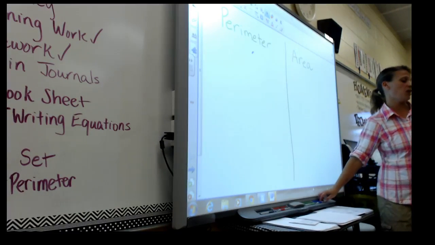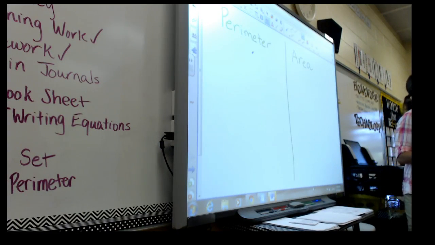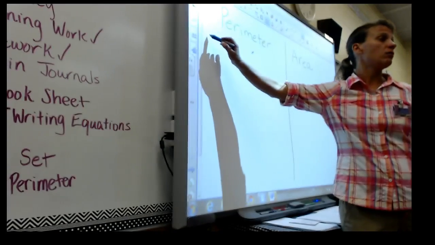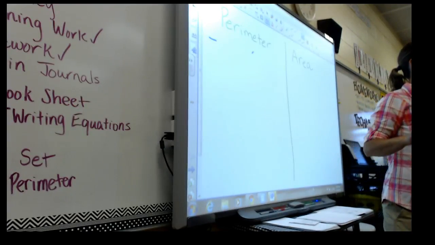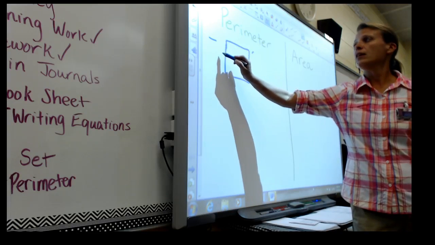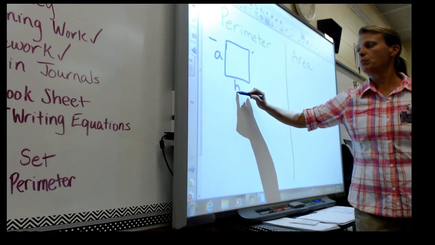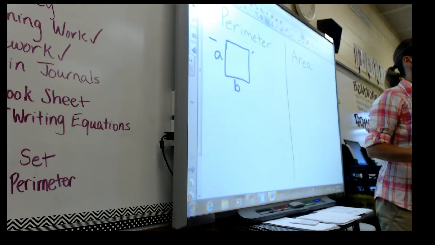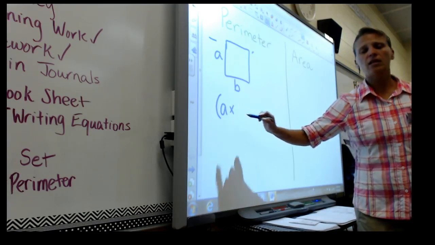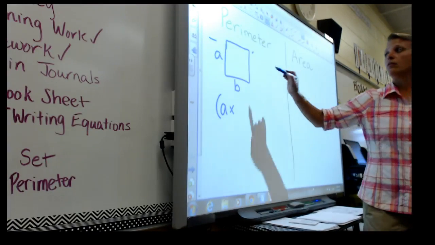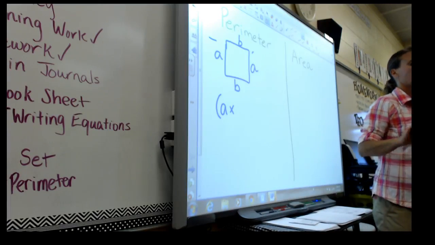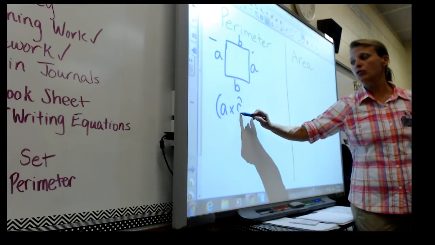Can someone tell me anything that they remember about perimeter? What about perimeter, Zach? So that means you only multiply two sides of each. So if I had a box, and this was A, and this was B, you do A times A? Remember, because it would be A times 2.